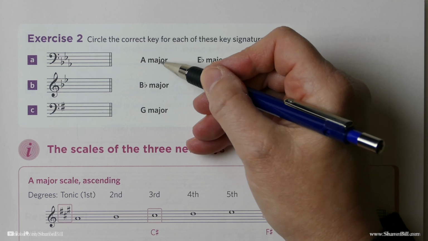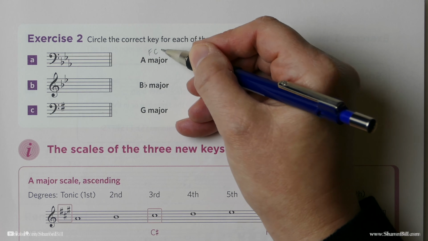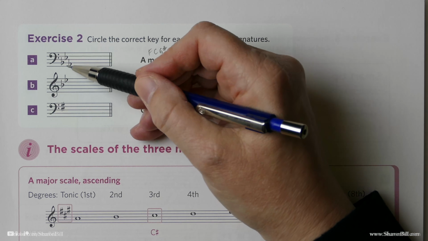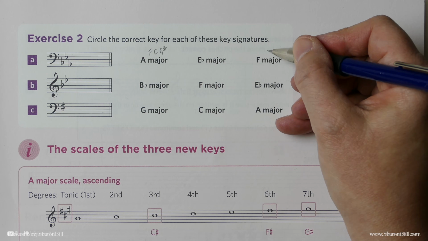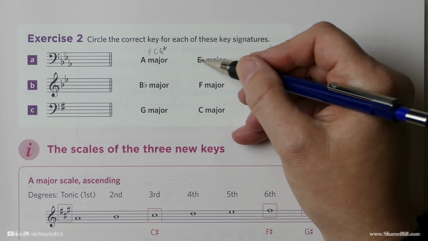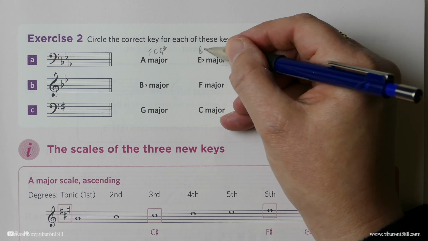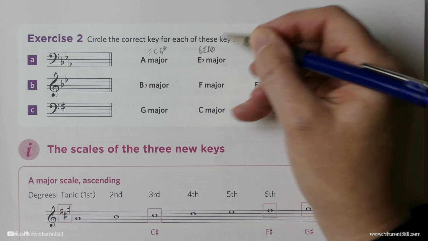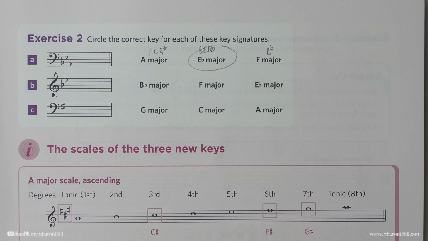Now A major, the key signature for A major is 3 sharps, F sharps, C sharps, G sharps. These are flats, so that won't do. We know from grade 1 that F major only has B flats, and so this is our new key signature with 3 flats, which is B flats, E flats, A flats. This indeed is the key signature for E flat major.